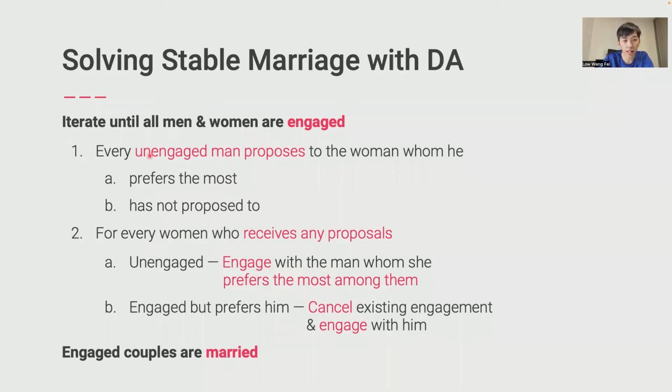In the proposal step, every unengaged man proposes to the woman who he prefers the most among those that he has not proposed to. In the rejection step, for each woman who receives any proposals, if she is unengaged, she is then engaged to the man who she prefers the most among those that propose to her. Else, if she's engaged but prefers this particular man over her current fiance, she then cancels her existing engagement with her fiance and gets engaged with this particular man. This algorithm terminates as all men at most propose to each woman once. Upon termination, all engaged couples will get married or matched, and these marriages will always be stable.